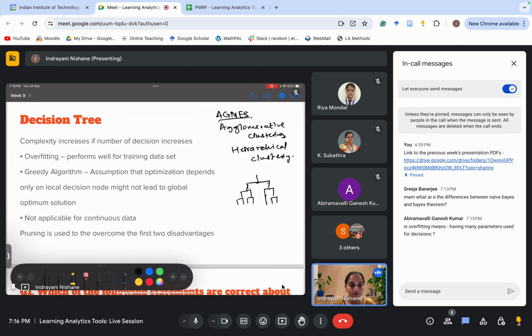I'm getting some doubts in the chat box. What are the differences between naive Bayes and Bayes theorem? Bayes theorem is the theorem which is used to calculate probability, but naive Bayes is a classifier, which is a machine learning algorithm. So these are two different things. But the naive Bayes classifier is based on the Bayes theorem, which deals with conditional probability. That's the difference between Bayes theorem and the naive Bayes classifier.